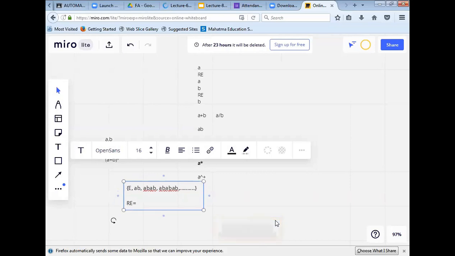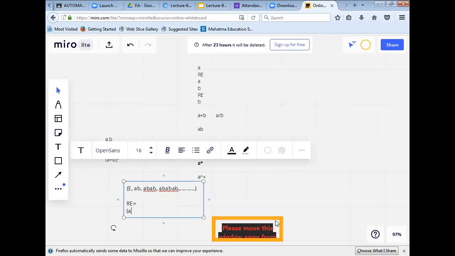What is the RE? What may be the RE? AB star, AB star, AB star. Okay, students. Fine. Akanksha says in the bracket, Sanket says in the bracket, yes. So I got two answers. We'll discuss both the answers, okay? And then we'll check which is right. Few of you said AB star, okay? And few of you said AB whole star, okay? Maybe both the answers right or maybe both the answers wrong. We'll just check what do you mean by AB star and what do you mean by AB whole star.